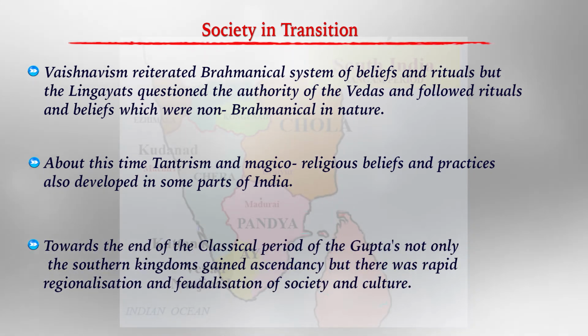So towards the end of the classical period of Gupta, it was not only the southern kingdoms, but it was basically a complete change in the social and cultural dynamics, religious practices and political institutions. With the weakening of this Gupta kingdom, it became easy for the emergence of the Muslim kingdoms to come up in India and develop a new era and bring about changes in Indian society.